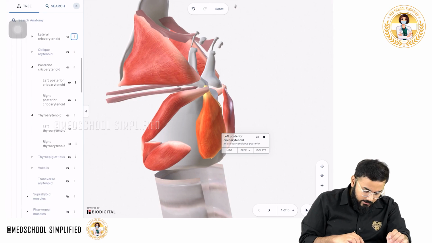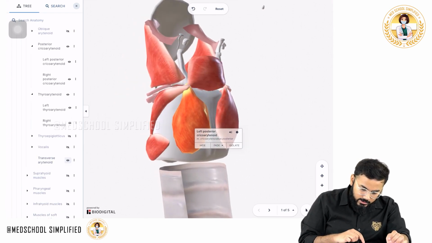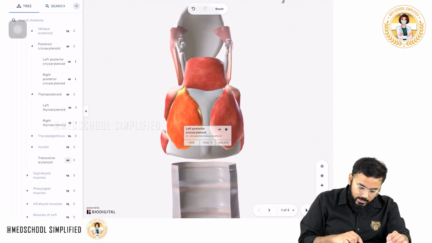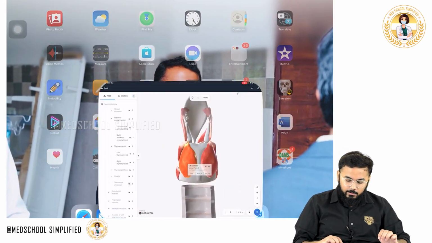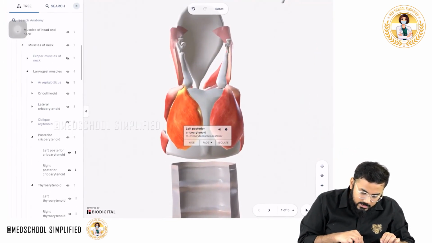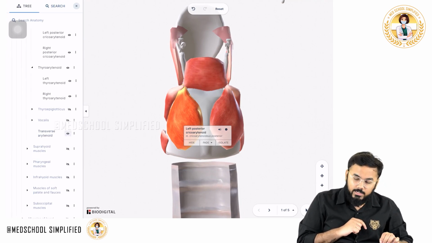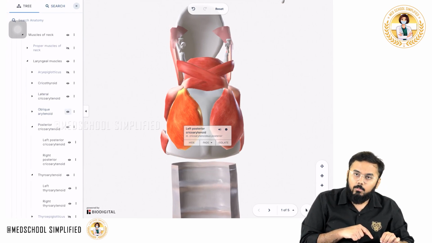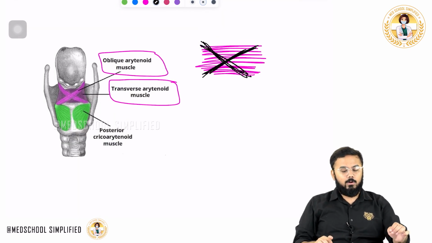And after that we discussed the transverse arytenoids. Where are these transverse arytenoids? Just look at the transverse arytenoid. You see here? Between the two arytenoids, I am drawing a muscle here. You see, this muscle is called transverse arytenoid. So these are some of the arytenoid muscles. Let me put the transverse arytenoid. This is transverse arytenoid. Let us look at the oblique arytenoid also. This is the oblique arytenoid. So these are the muscles that are located on the posterior side.